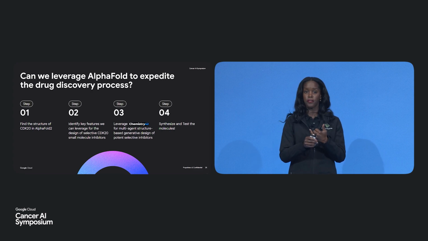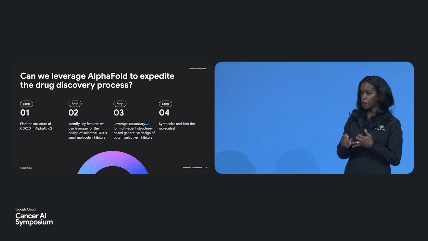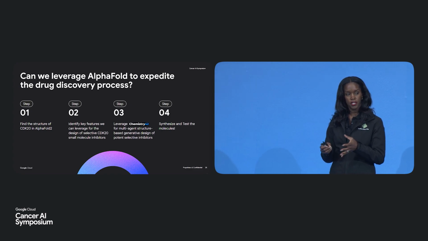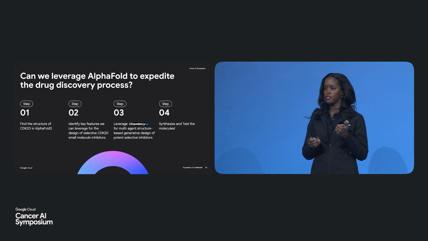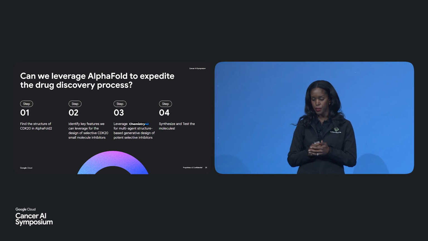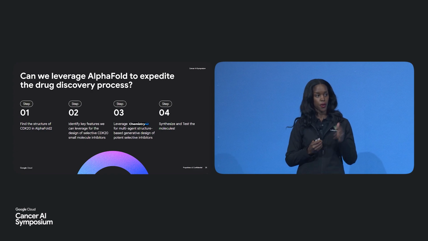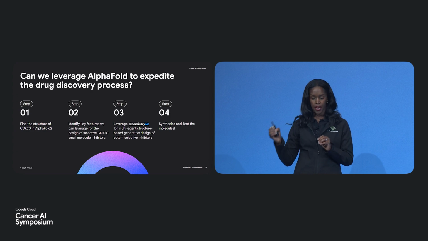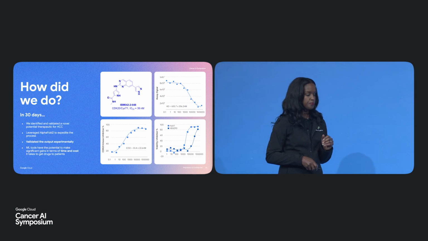First, we found the structure of CDK20 in AlphaFold 2. We identified key features that we could leverage for the design of selective CDK20 small molecule inhibitors. We then leveraged our other platform, which is a multi-agent reinforcement system, heavily relies on generative AI to design and optimize small molecules that could be potential therapeutics. And then we synthesized and tested those molecules to see whether or not leveraging an AlphaFold 2 structure, dark structure, can result in the design of molecules that are actually experimentally validated.